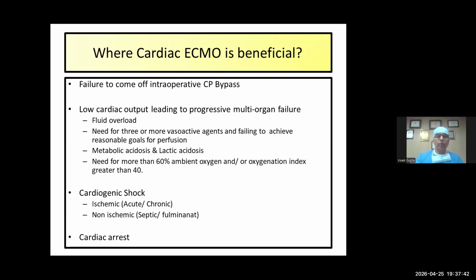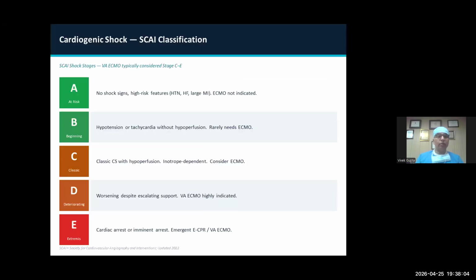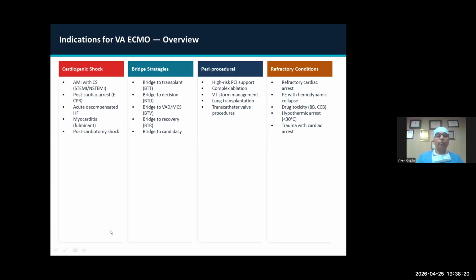Any acute ischemic cardiogenic shock or non-ischemic shock, like septic myocarditis, toxic myocarditis, viral myocarditis, peripartum cardiomyopathy, even cardiac arrest, that's ECMO CPR. If conventional CPR fails and the patient is not responding, then possibly this is a candidate for ECMO support itself. But which cardiogenic shock? If we look at the SCAI classification, probably categories C, D, and E. Late C, D, and E in the SCAI classification will be candidates for ECMO support.